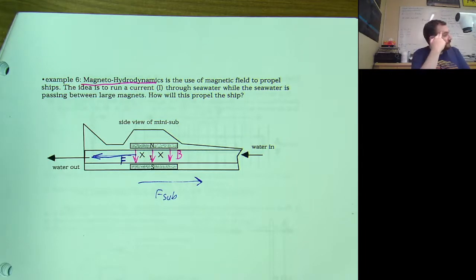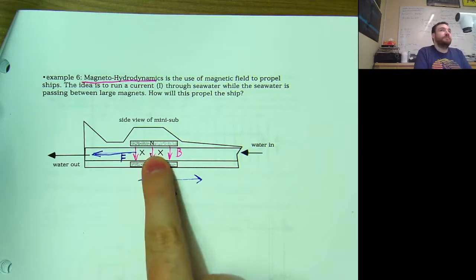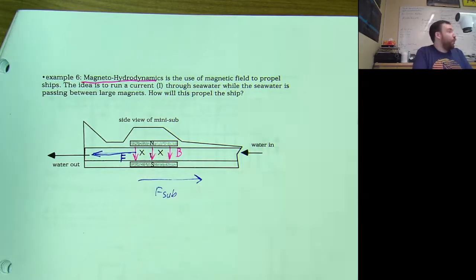They tell us those X's are... it's going from right to left, which is the only way it can be if you want the force on the water to be back.